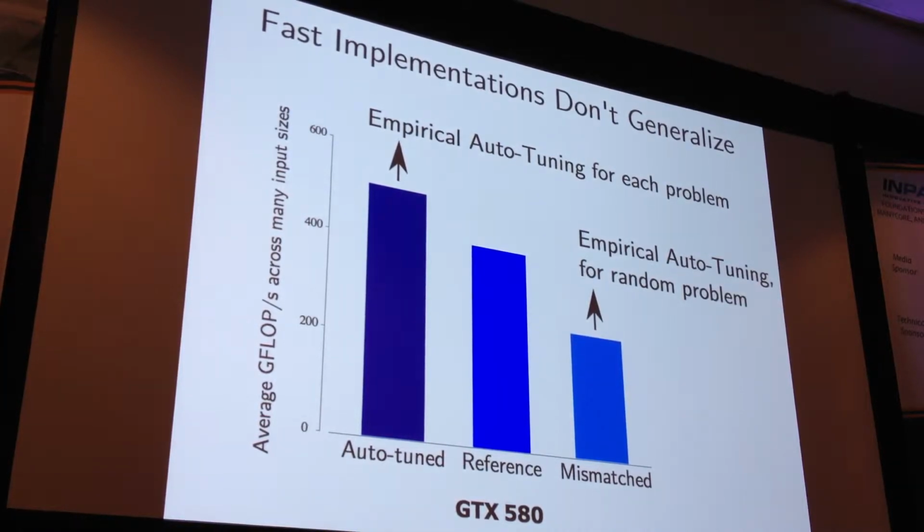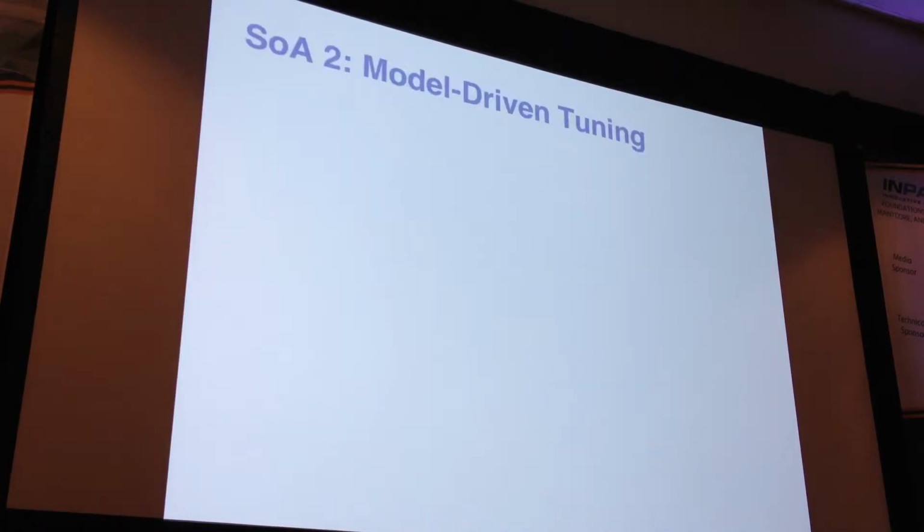And just as sort of a demonstration of how brittle this is, on the rightmost bar where it says mismatch, what we've done is like empirically auto-tuned for, I'll give it away, it's filter bank correlation. So we're correlating small filters with big images. And if we auto-tune for the wrong size of filters and the wrong size of image, and then use that implementation for the one that the user actually wants to be evaluated, the performance is terrible. So this is sort of a silly thing to do. This is not how auto-tuning is meant to be used, but certainly there is evidence of these performance bits that some of you may know about.